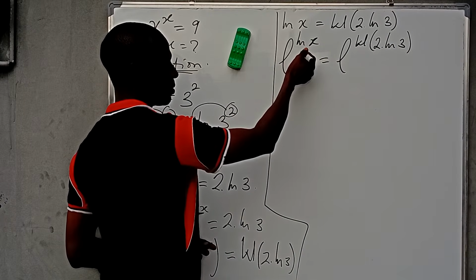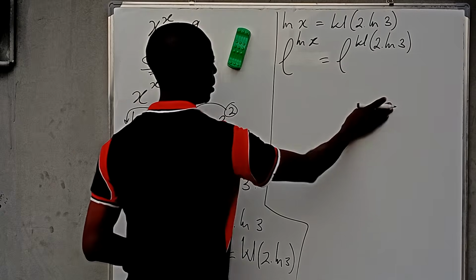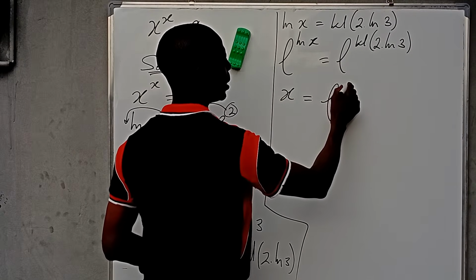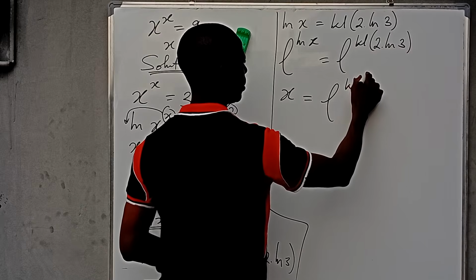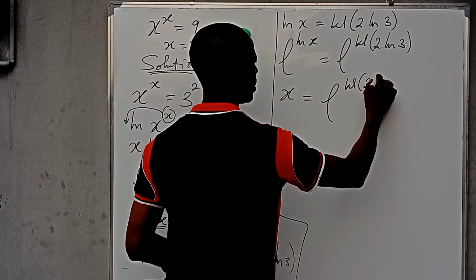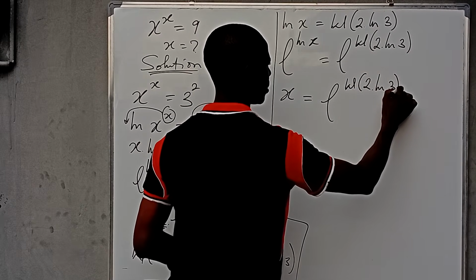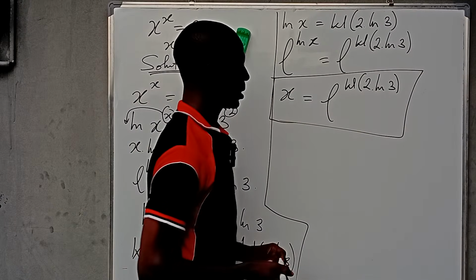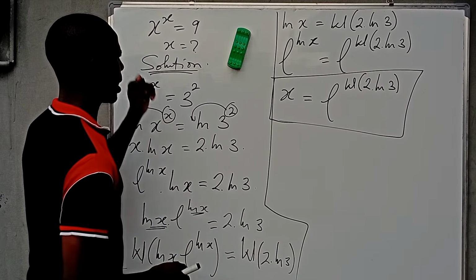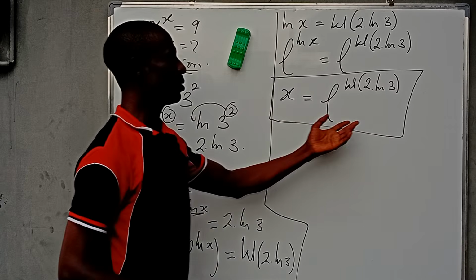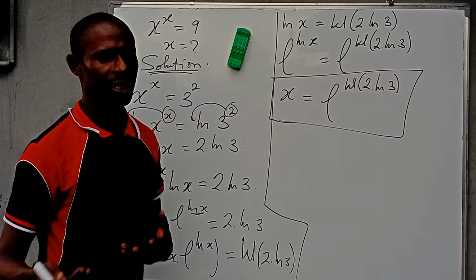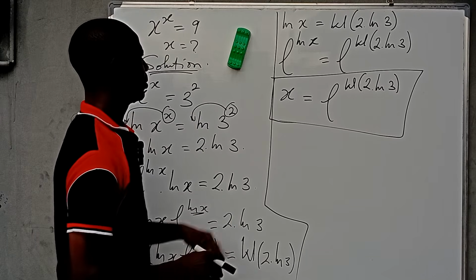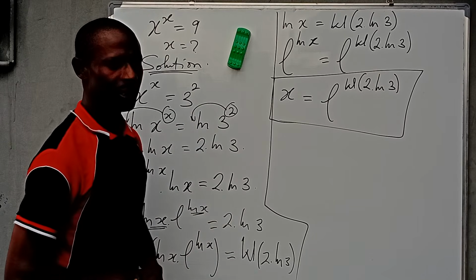This will give us x from the law we just looked at. So x will now be equal to e to the W bracket 2 times the ln of 3 close bracket. So this is the value of x that will satisfy this original equation. And if you input this into your Wolfram Alpha calculator, either the soft copy or the hard copy, you get a numerical value that satisfies this equation.